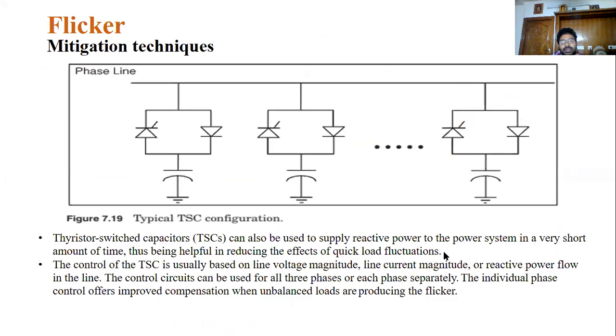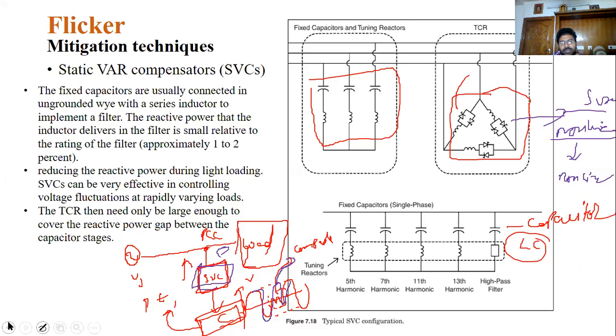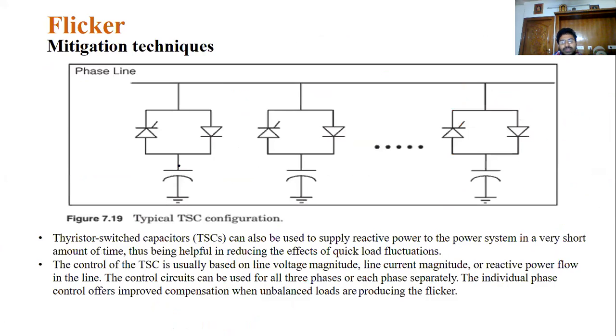One of the types is TCR, this is the TCR type. Another one is the TSC. You can see that it has only the capacitor. So what will happen? You can supply some reactive power in the power system to reduce the voltage problem. Remember, you can consider any type of device, whether SVC, TCR, TSC, DVR, DSTATCOM, UPQC, any compensating device, without the capacitor it is unable to work.